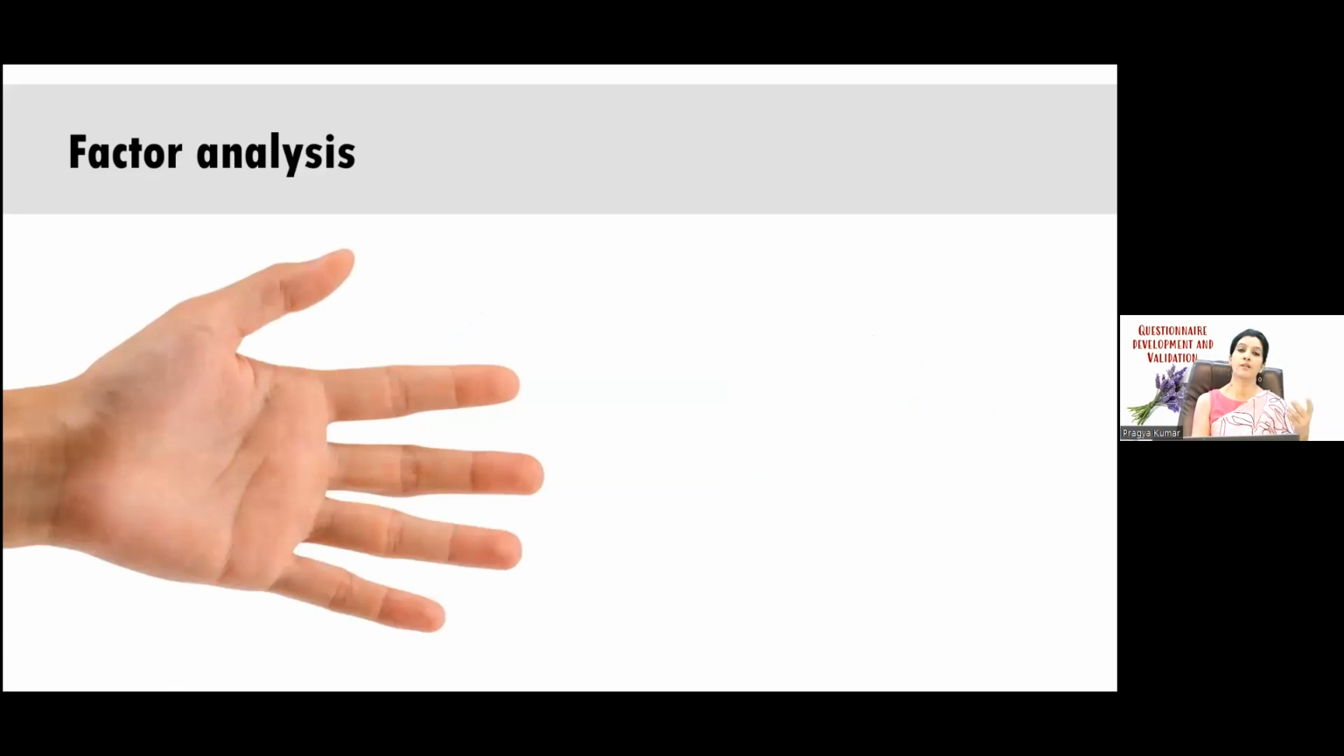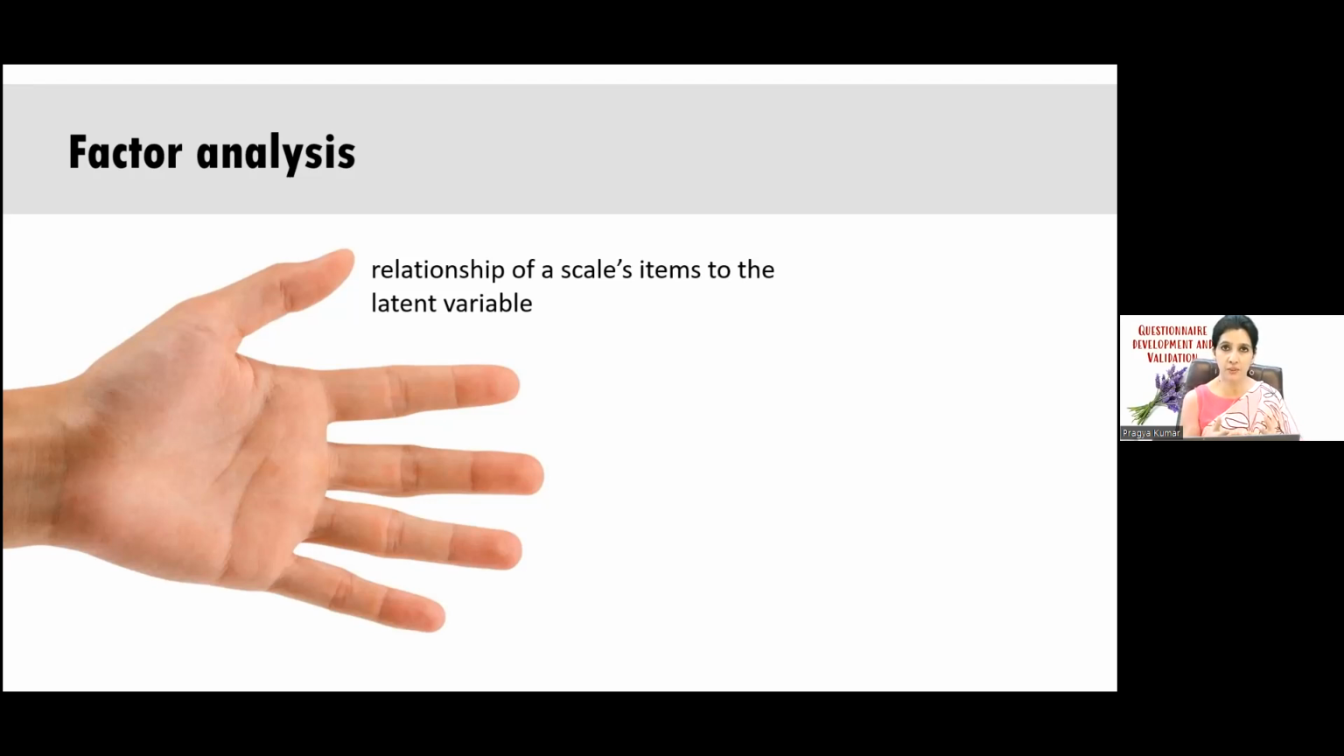So now what is a factor analysis? Basically in factor analysis, we clarify that there is a relationship of the scale item to the latent variable, because that's our primary aim. Whatever item we have selected, whether that is measuring that particular latent variable or not. And we discussed this a lot yesterday. Again, we discussed the reflective model and the causal formative model.